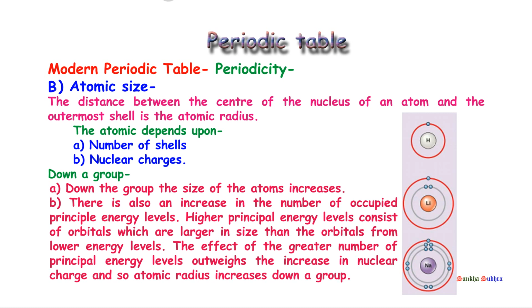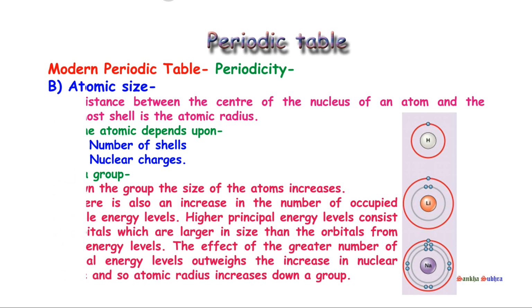If we try to realize hydrogen, lithium, sodium and potassium, then all of them are placed in group 1. Hydrogen has only one shell, lithium has 2 shells, sodium has 3 shells and potassium has 4 shells. So we can state obviously that hydrogen has the smallest size, lithium is moderate, sodium is greater than lithium but smaller than potassium, and potassium has the biggest size.